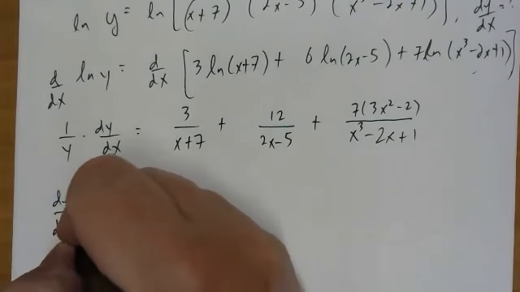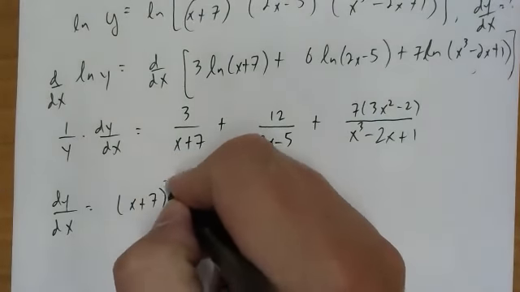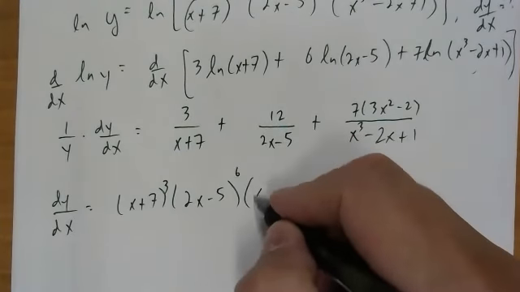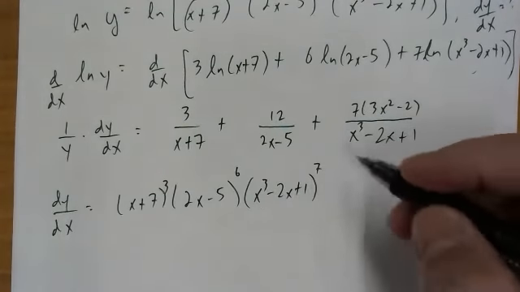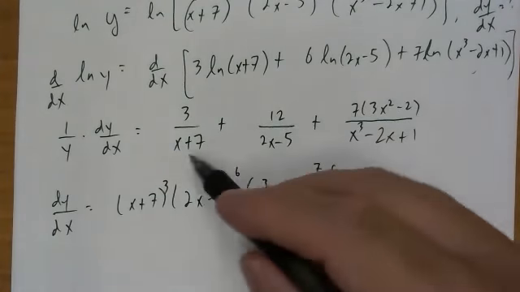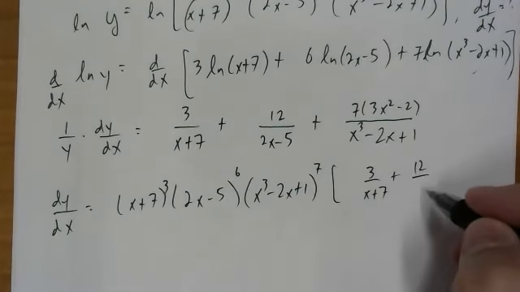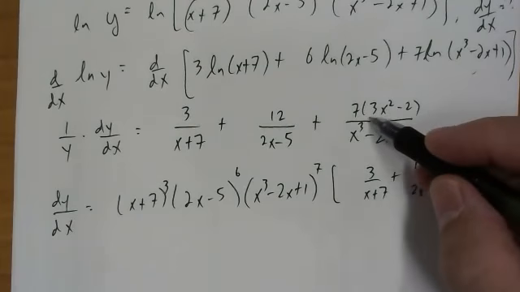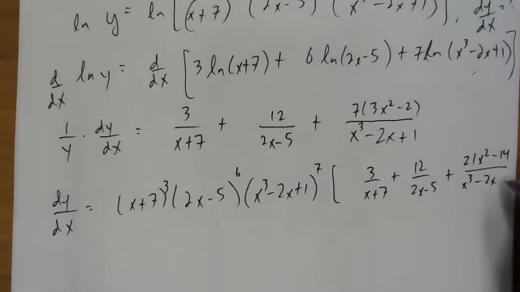So actually, I'm going to try and write the final answer. So the original y is (x plus 7) cubed, (2x minus 5) to the 6th, (x cubed minus 2x plus 1) to the 7th, times 3 over x plus 7 plus 12 over 2x minus 5. I'm going to multiply out these parentheses because I think in the answer they did that. Plus 21x squared minus 14 over x cubed minus 2x plus 1.